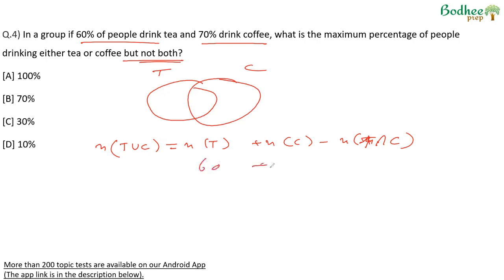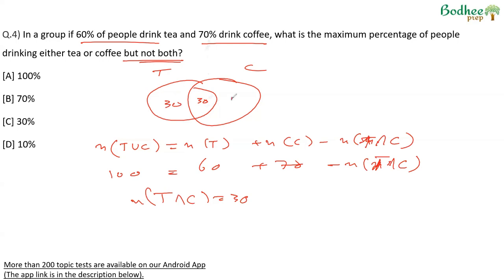This we know is 60, this we know is 70. If we put this as 100, we will get the value of T intersection C as 30. 60 plus 70 minus 100. In that case, tea was 60 people, so 60 minus 30 is 30. Coffee was 70, 70 minus 30 is 40. In this case, number of people drinking either tea or coffee, but not both, will be 40 plus 30, which is 70.